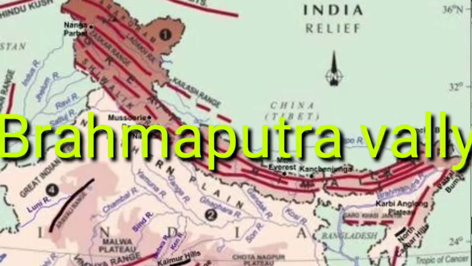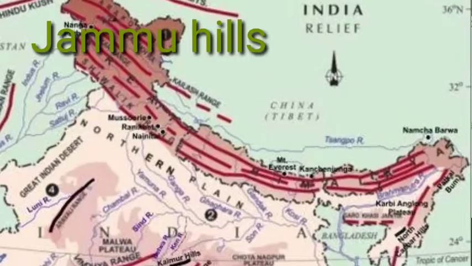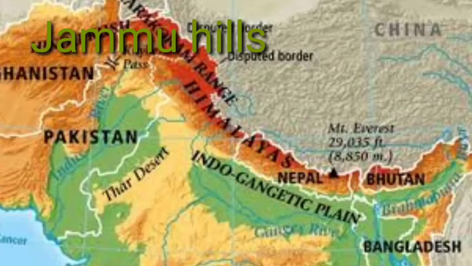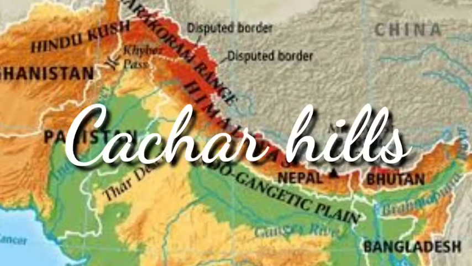Easternmost boundary of Himalayas is Brahmaputra Valley. The ranges are called different names in different regions: Jammu Hills in Jammu, Mishmi Hills in Arunachal Pradesh, Kachar Hills in Assam region. So different names in different regions.